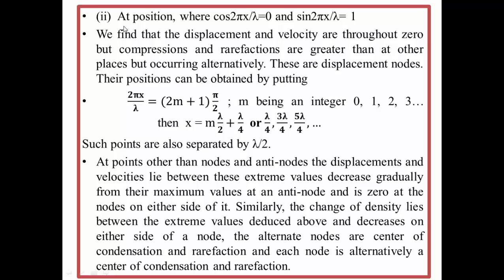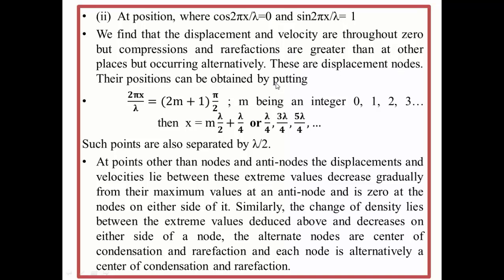Now the second case, at positions where cos 2πx/λ is equal to 0 and sin 2πx/λ is equal to 1. We again consider these three equations, putting in these values, sin is equal to 1 and cos is equal to 0. In this case we find displacement and velocity are 0 throughout, and compression and rarefactions are maximum. So these are the displacement nodes, where the compression strain is maximum, and velocity and displacement are 0.